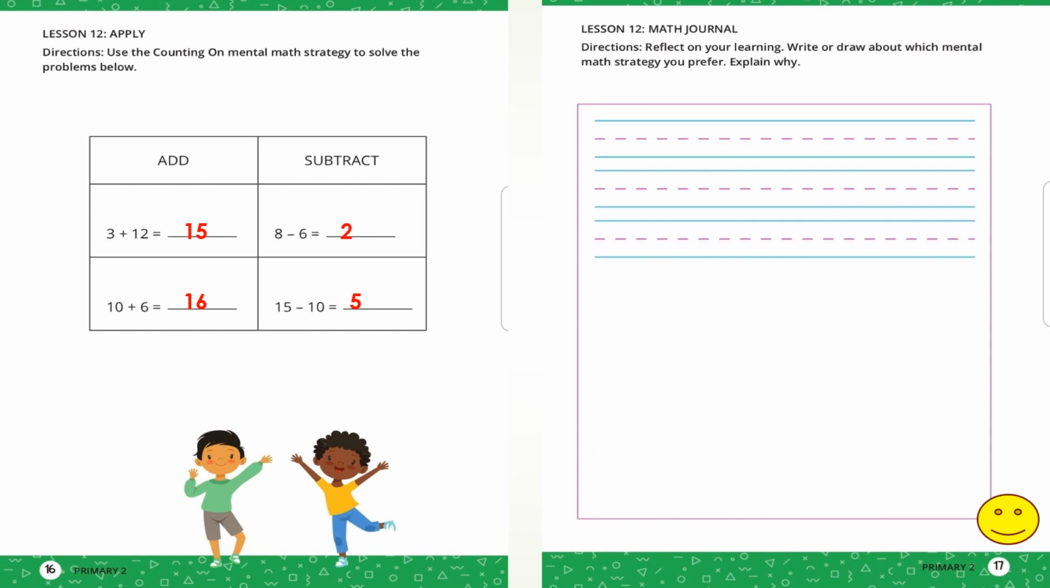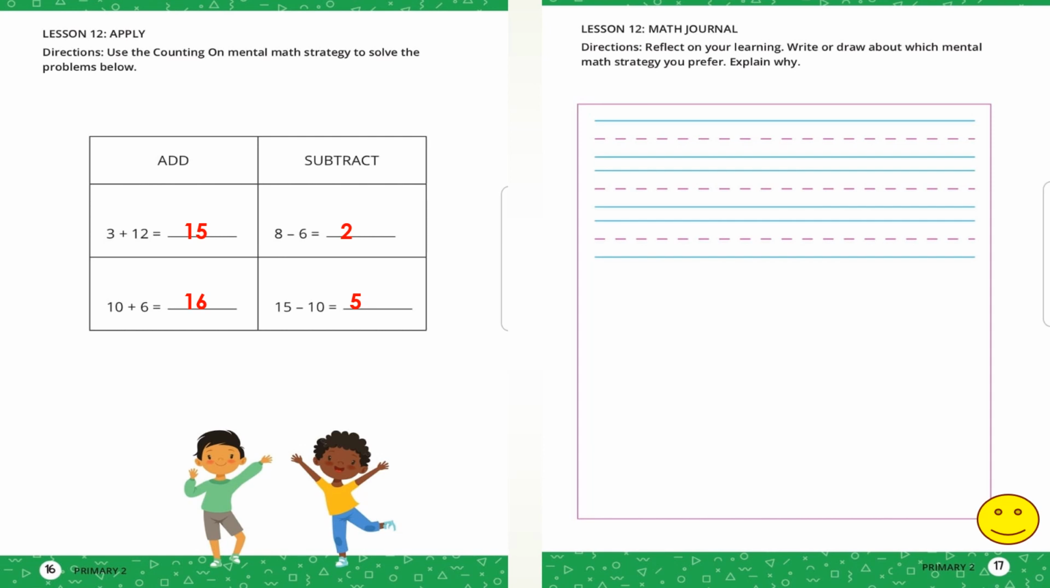The next one, 15 minus 10. Count from small to big. After 10: 11, 12, 13, 14, 15. How many fingers do we have? 5. So the result is 5.